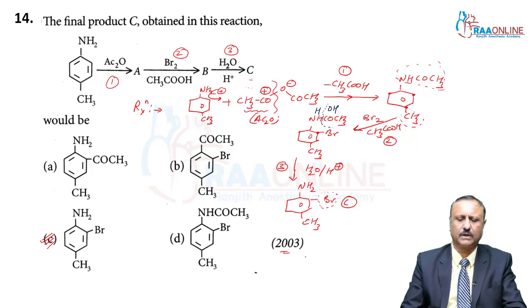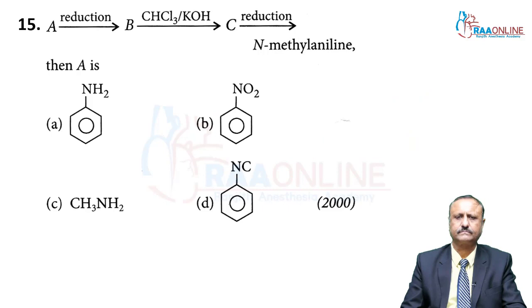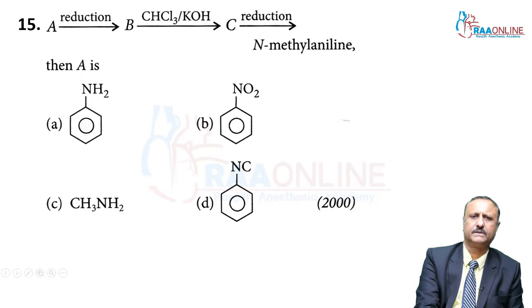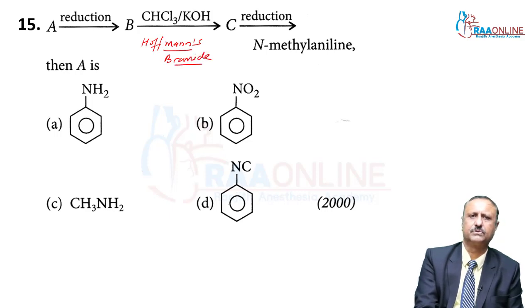Now, we can go to question number 15. My dear students, question number 15. Here, this is also a conversion, with chloroform and KOH. So, it is a Hofmann bromamide reaction here, and you know very well, in Hofmann bromamide reactions, when A is reduced to B, this must be an amide, and this amide is converted into C. Now, we can see the reactions.